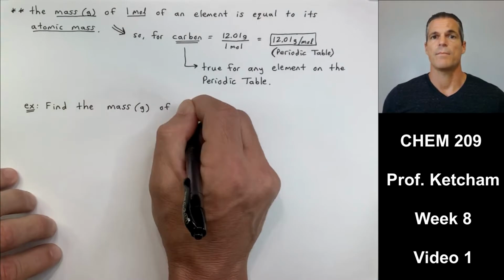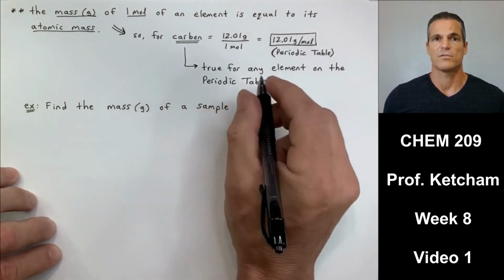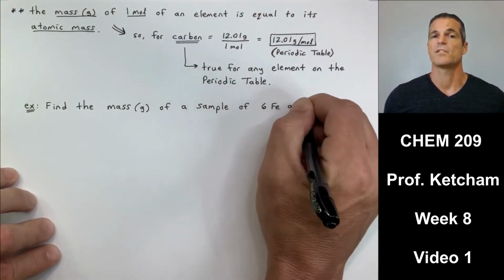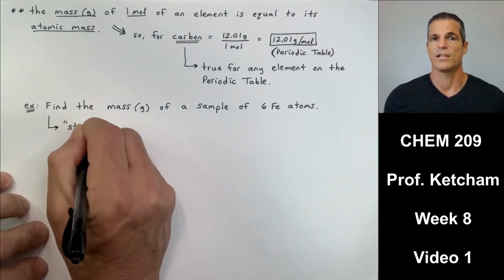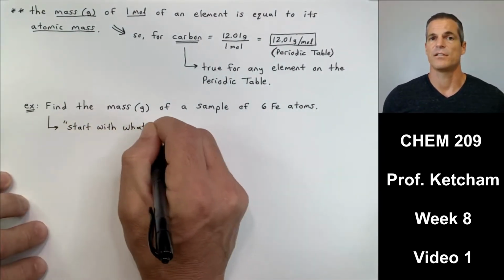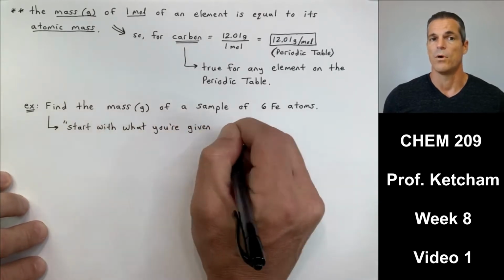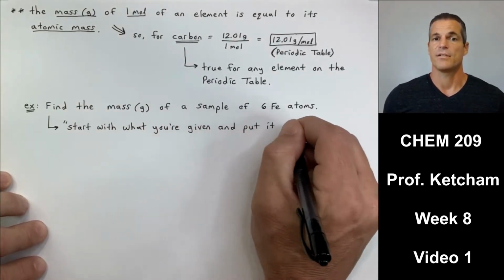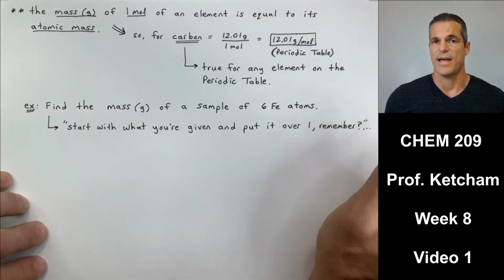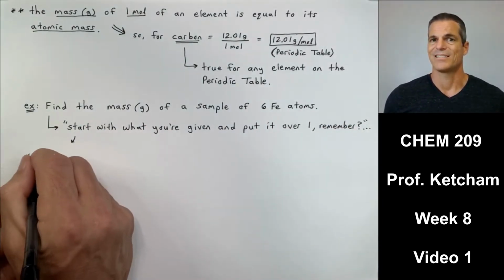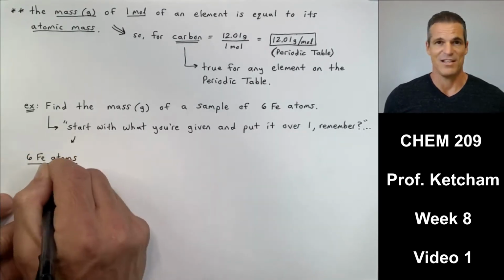You just go to the element, you find out its atomic mass, it's listed right there, and we are going to use units of grams per mole. Here's an example using atomic mass and using the new term that we've used, mole. Find the mass in grams of a sample of 6 iron atoms. So we're not expecting 6 iron atoms to weigh hardly anything at all, right?